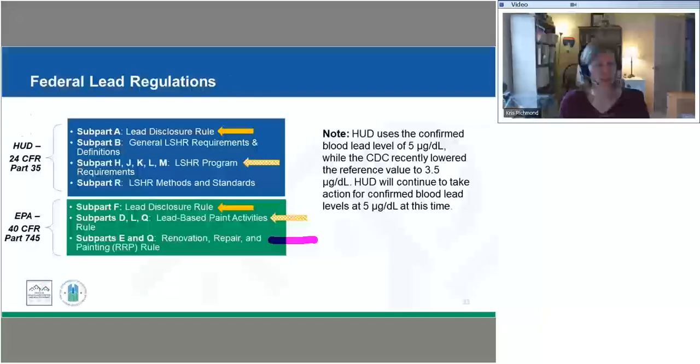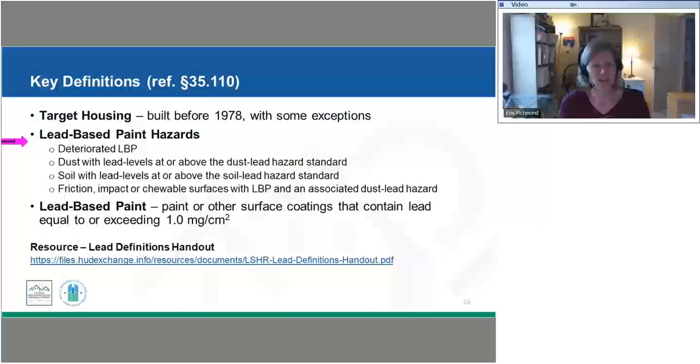Another key definition that you're going to hear us talk about quite often is lead-based paint hazards. And so any condition that causes exposure from deteriorated paint or dust with lead levels at or above the dust lead hazard standard, or soils with lead levels at or above the soil hazard standard, or friction, impact, or chewable surfaces, that's what we consider to be lead-based paint hazards. So any condition that causes exposure from these items that would result in an adverse human effect. That's what we refer to as lead-based paint hazards.